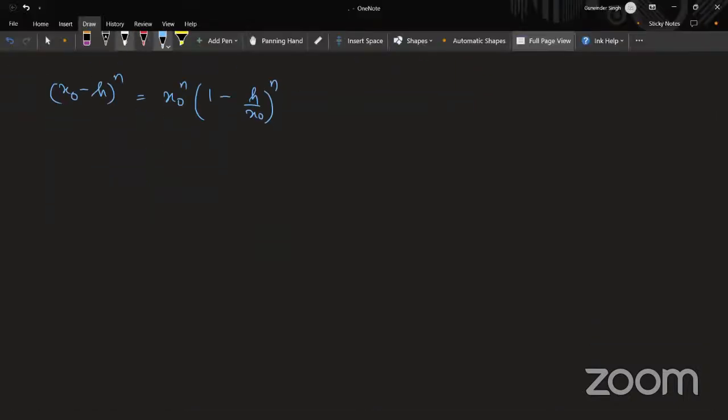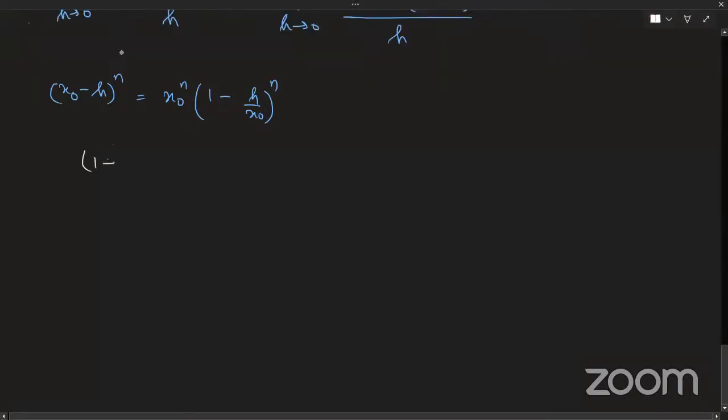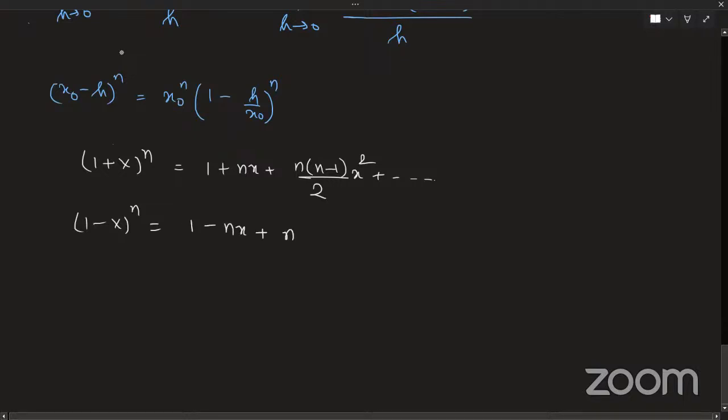So just think how we can do it. Till now we were discussing the infinite expansion of (1 plus x) raised to n. It was 1 plus nx plus n(n minus 1) by 2 into x square and so on. So can you tell me what will be the expansion of (1 minus x) raised to n? 1 minus nx plus n(n minus 1) by 2 into x square.